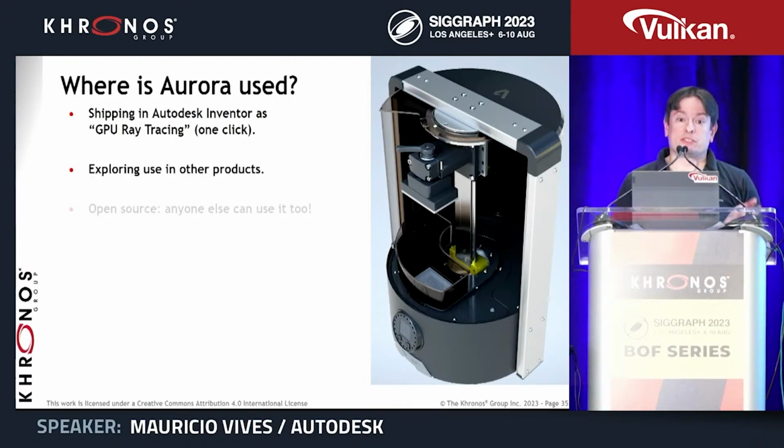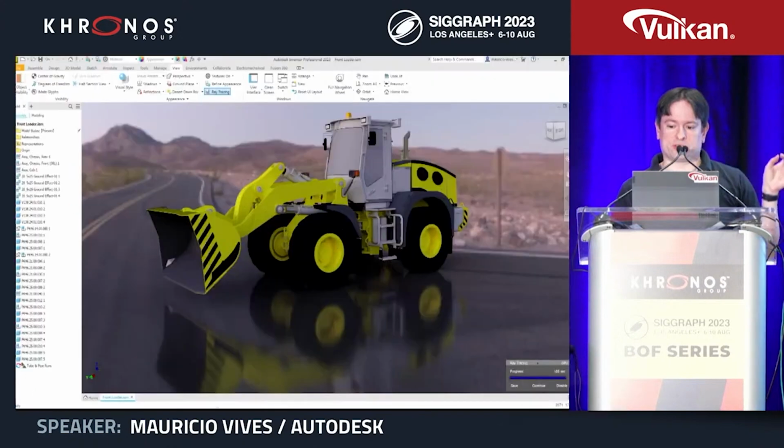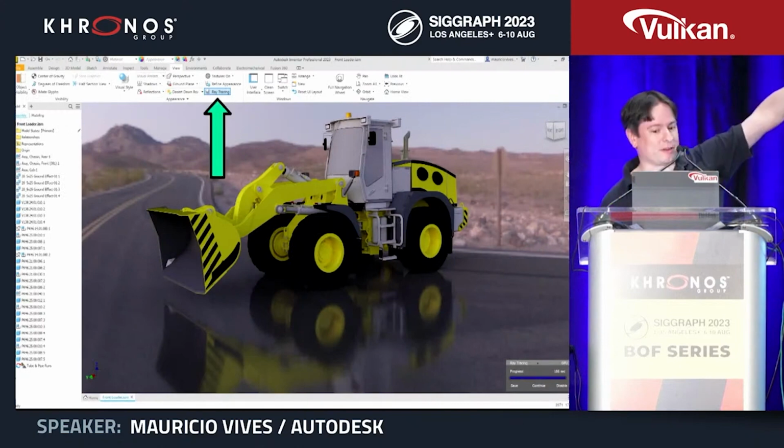So all we ask is that you let us know if you do use it, because we're curious to hear about it. Before I move on, I want to show what Aurora looks like inside the Inventor UI. And so basically all you have to do is click that little ray tracing button up there to get going.